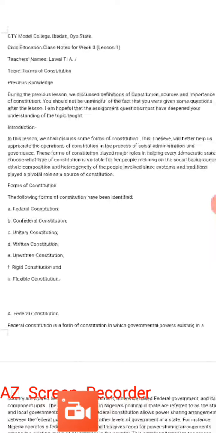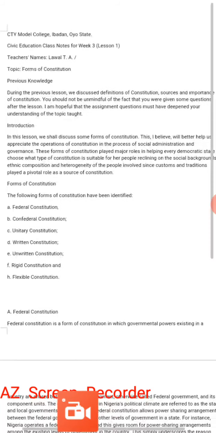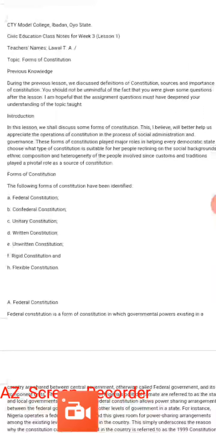I want to believe that you had a wonderful time during the last Eid al-Fitr festive period. We pray Allah the Almighty make us witness many more of it.